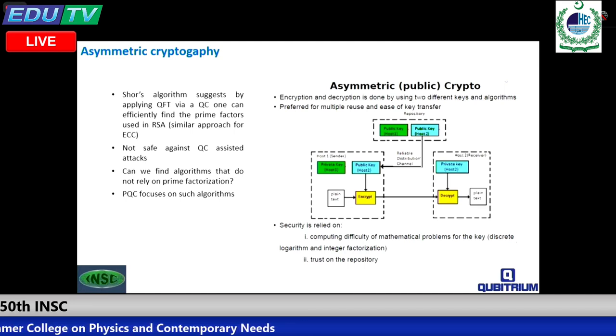And as in a symmetric protocol, you have two keys for encrypting and decrypting, and there's a repository. You have to trust the repository. We do trust the repository. So for authentication, digital signatures, all types of protocols that we are using nowadays, we are trusting the repository. In this case, the repository means the host, basically. So you have to trust. And the security relies on the one-way mathematical difficulty of the problems.